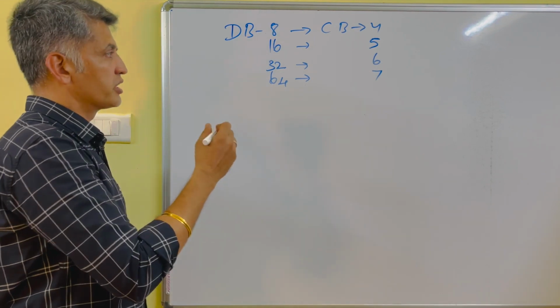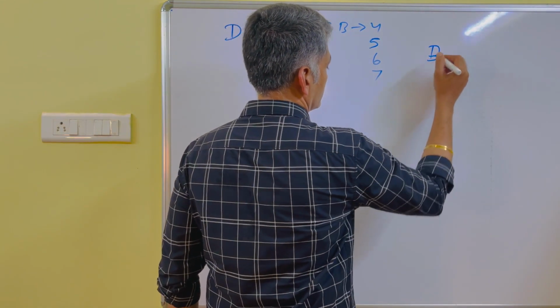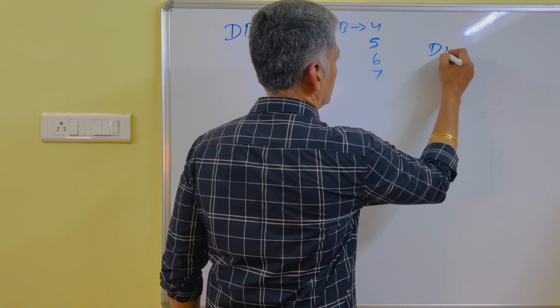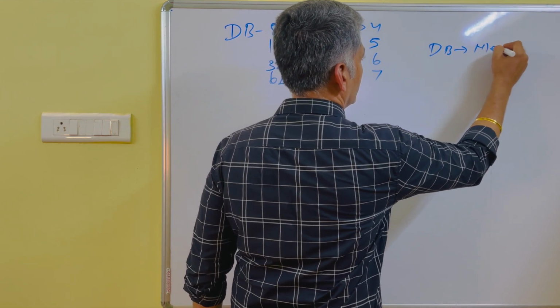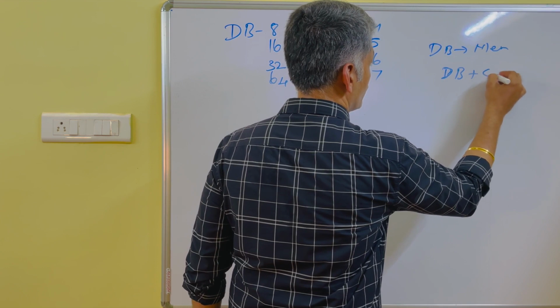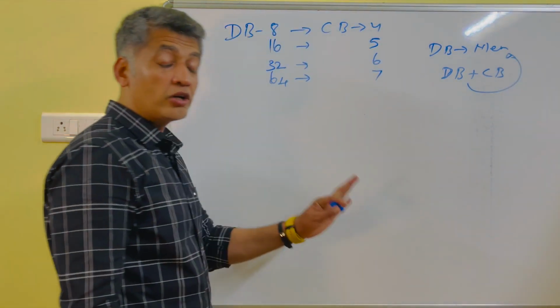Now how can we position them? For example, if I'm storing the data bits into the memory, how will they be stored? Data bits plus check bits. So this will be stored in the memory. This is how it will be stored.